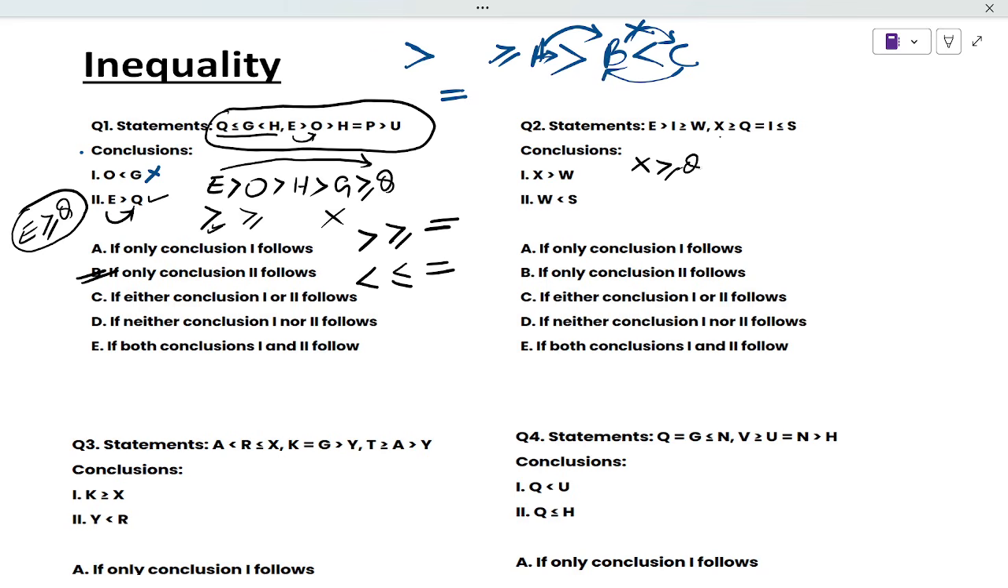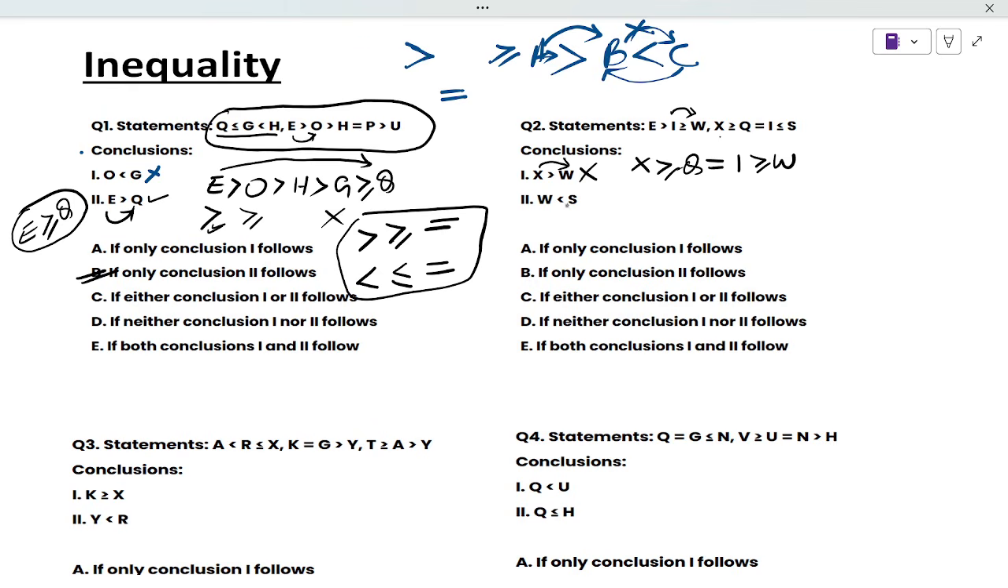Greater or equal to q, equal to I. What is I? Greater or equal to w. So I is greater or equal to w, so definitely x to w the path exists. However, the conclusion has the greater than sign, and since there is no greater than anywhere along the path, we need a greater or equal to here. So this is false.